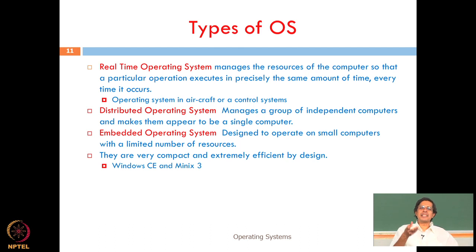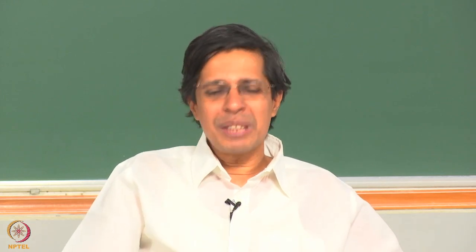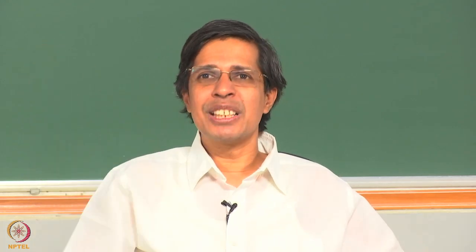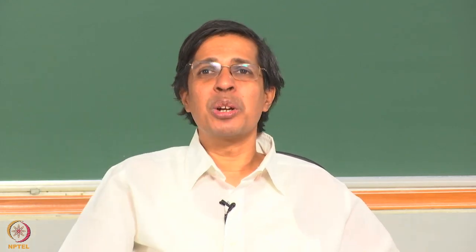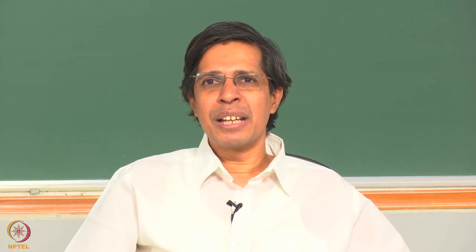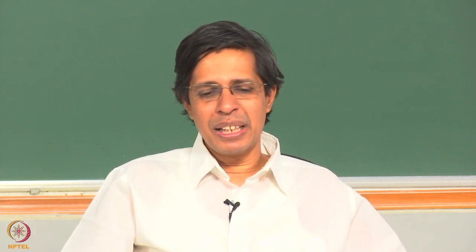But suppose you look at the Internet of Things, IoT devices. If you don't know what IoT is, please go to Google and find out. These are very, very small devices which are used to find the pressure or the temperature in a room. For example, something like the fuzzy logic that runs on your washing machine. These are all examples of embedded operating systems, and they are very compact and extremely efficient by design.